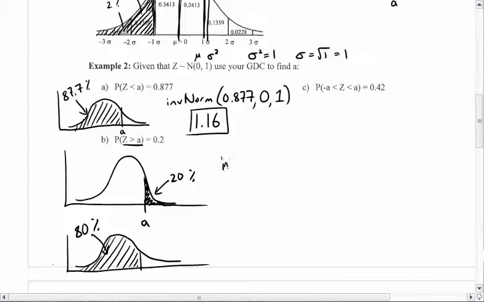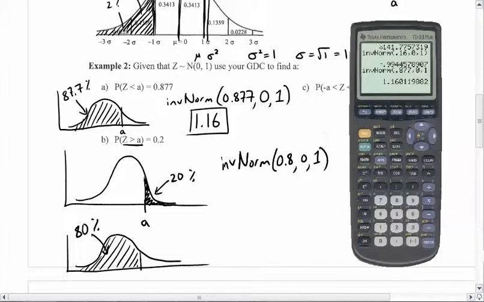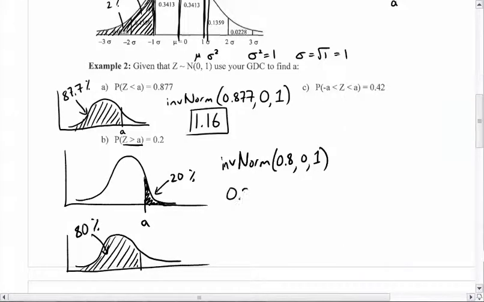So I could be clever and type this in as inverse normal of 80% with parameters 0 and 1. So 80%, mean of 0, standard deviation of 1, gives 0.84. 0.84 sigmas.